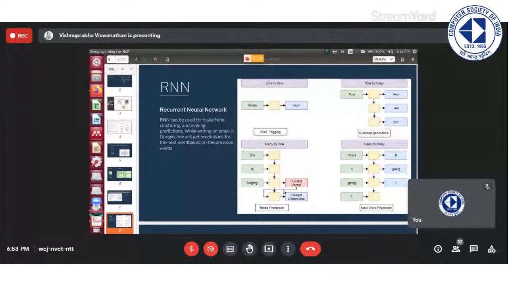Another one is one-to-many. This one-to-many RNN network is mainly used for question generation, that is MCQ question generation. If I give a single word as input, it will generate the question. The next one is the many-to-one model. In that case, I give a sentence as input, and it will predict the tense of that sentence. In the next-word prediction case, when "how" is given as input, it will predict the next word "it", and if "it" is given as input, it will predict the next word "going".